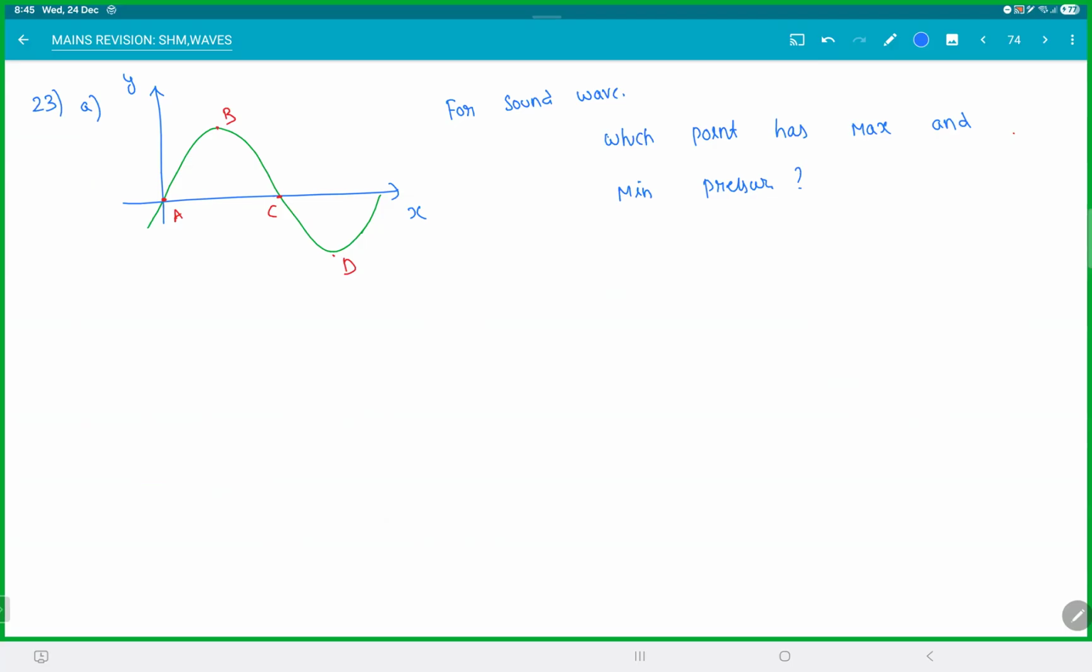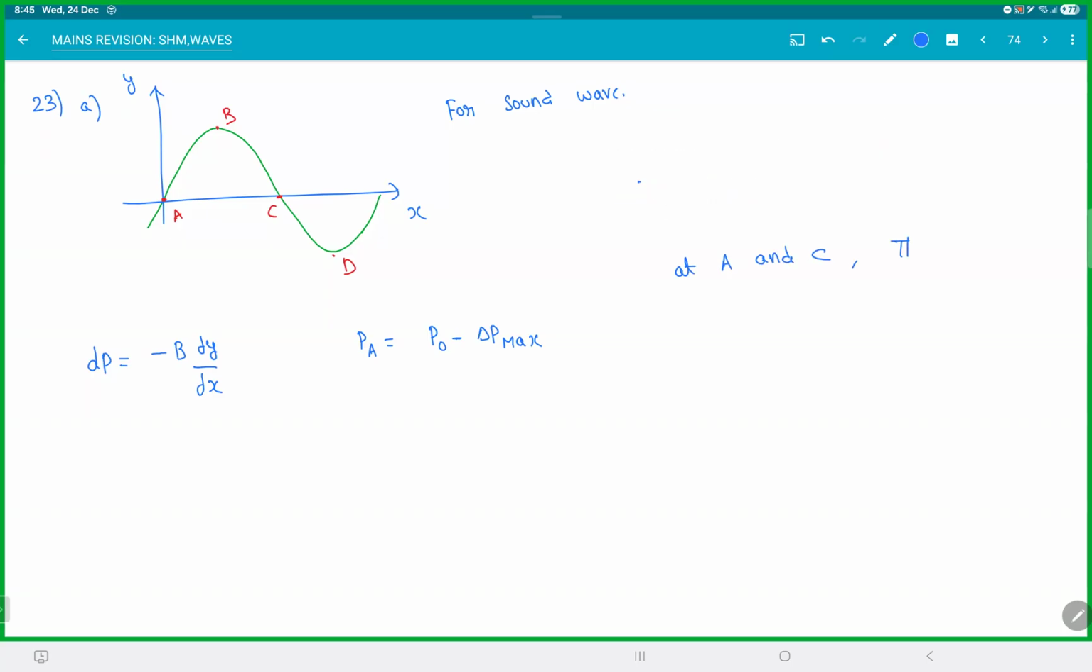Wherever the slope is maximum, at point A, the slope is positive. So pressure at A will be P naught, that is atmospheric pressure, minus delta P max. Are you getting? So at point A and C, there's a maximum change in pressure. So be careful with the question. There is a maximum change in pressure. I didn't tell you whether it is a positive change or negative change.